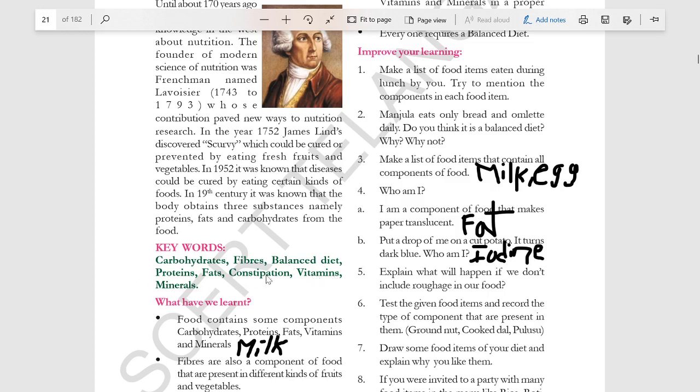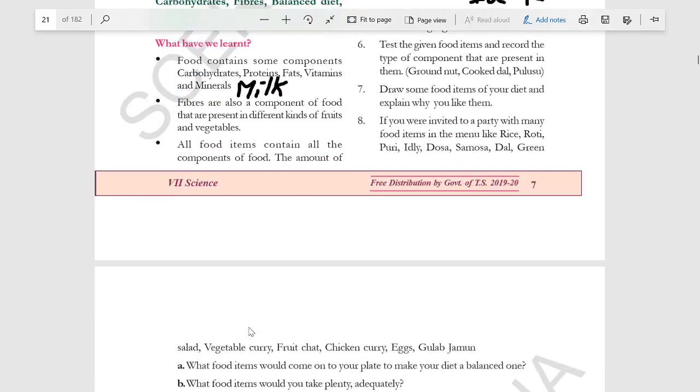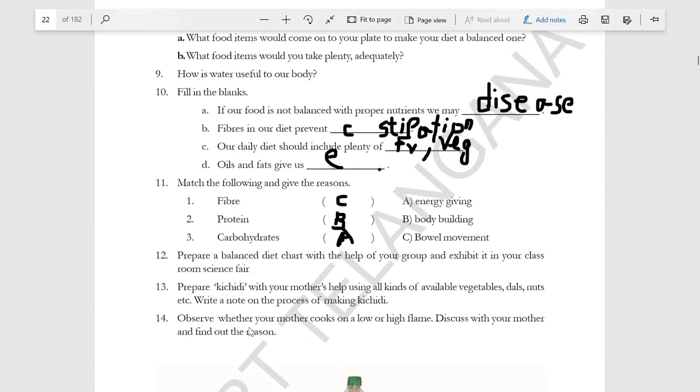balanced diet, proteins, fats, constipation, vitamins. Here they have written constipation, I don't know why. Here it should be roughages. Okay, what is constipation? You have to write it down. Vitamins and minerals. Okay, so these are the blanks.